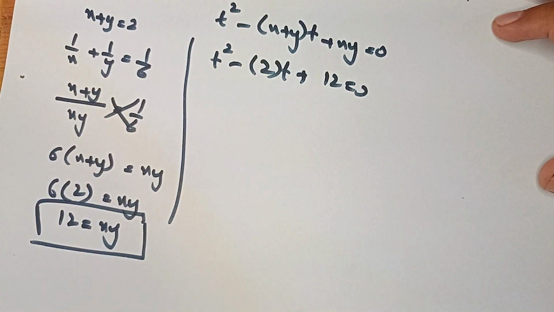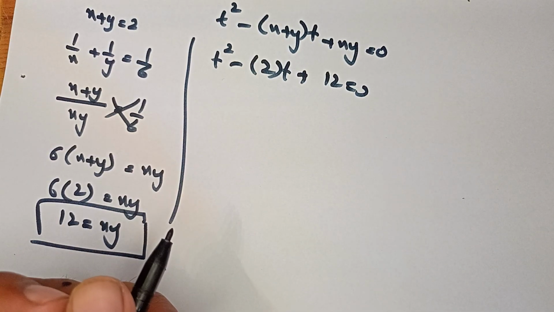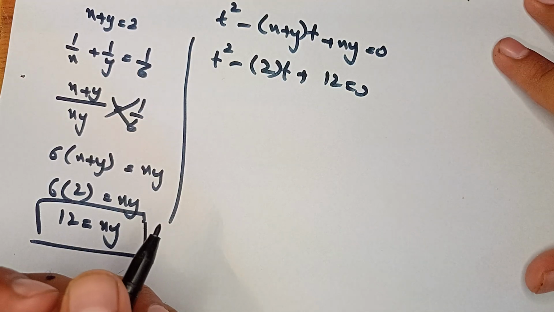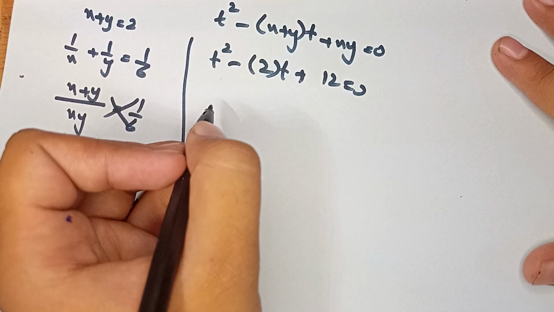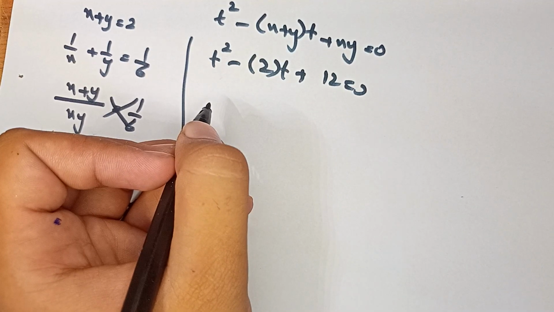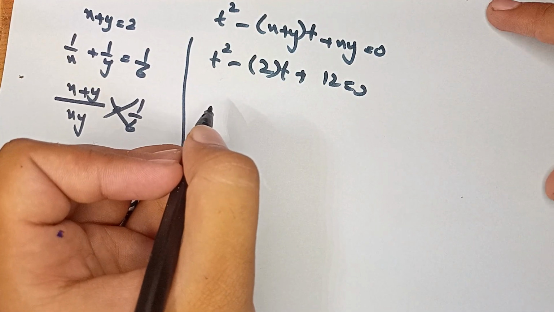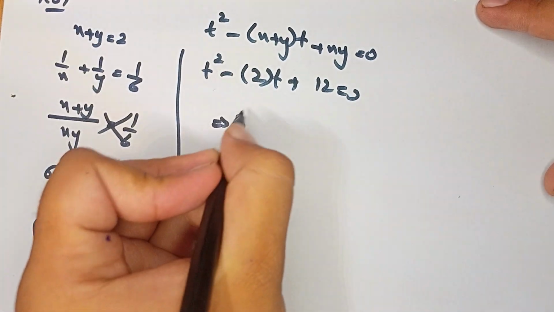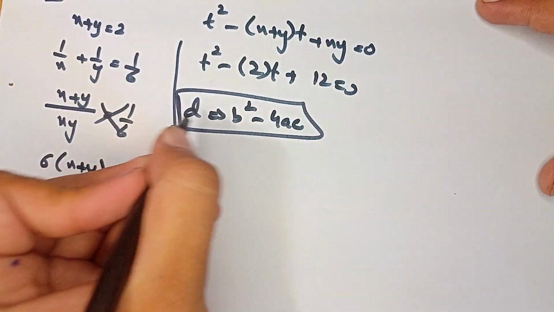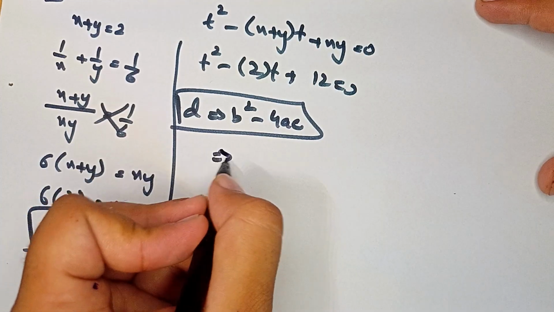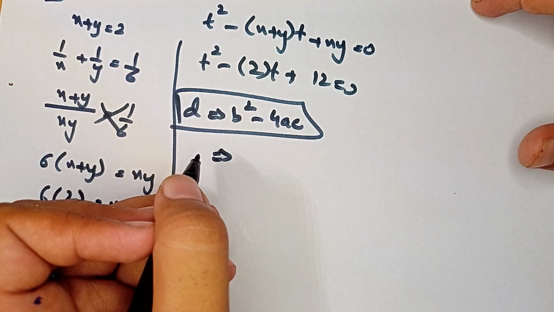Then you have to find the discriminant of this equation. What is the discriminant? We will explain it later. You should apply the quadratic formula. The discriminant should be b square minus 4ac. This is the discriminant formula. You should use this, and you should also use the quadratic formula I used previously.